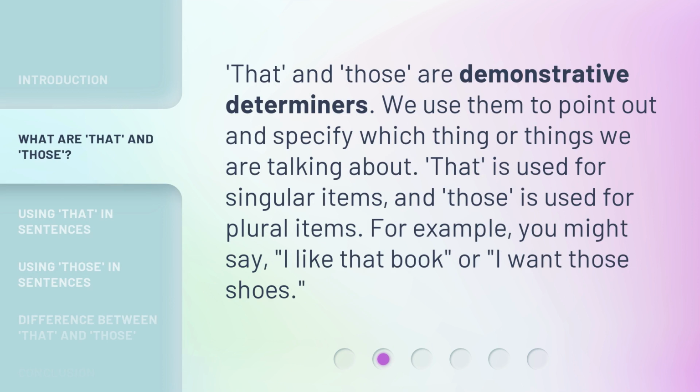That and those are demonstrative determiners. We use them to point out and specify which thing or things we are talking about. That is used for singular items, and those is used for plural items. For example, you might say, I like that book, or I want those shoes.